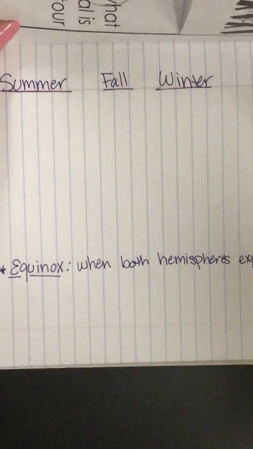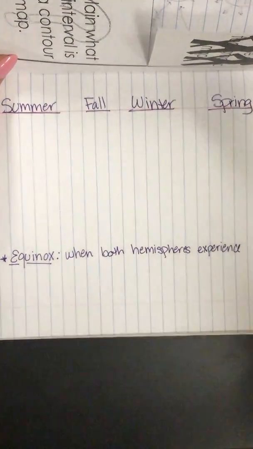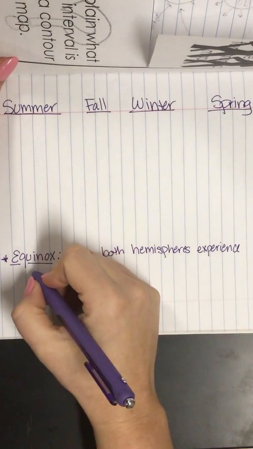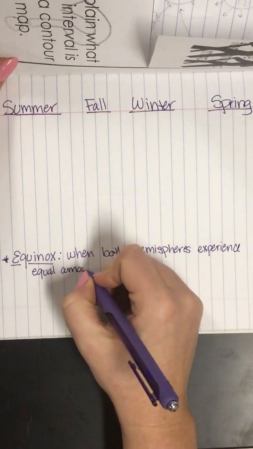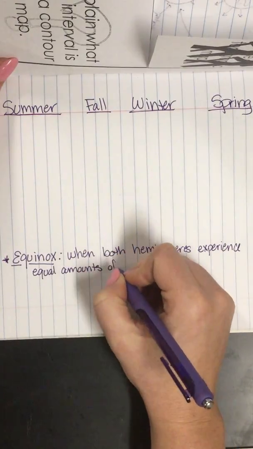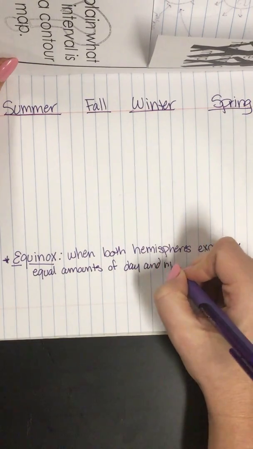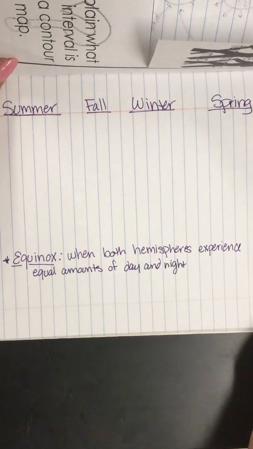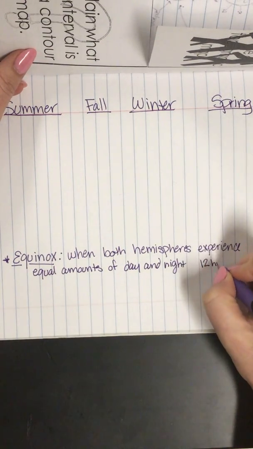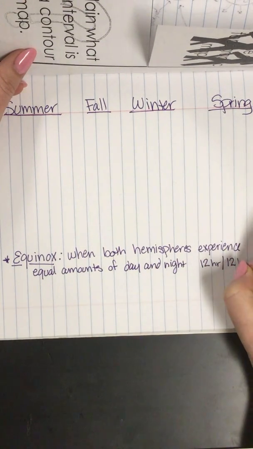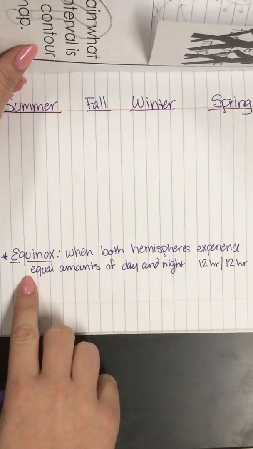can you still see that? Nope. Equinox is when both hemispheres experience equal amounts of day and night. Which means on these 2 days of the year, the northern and the southern hemisphere both get 12 hours of daytime and 12 hours of nighttime. So equinox, equal.